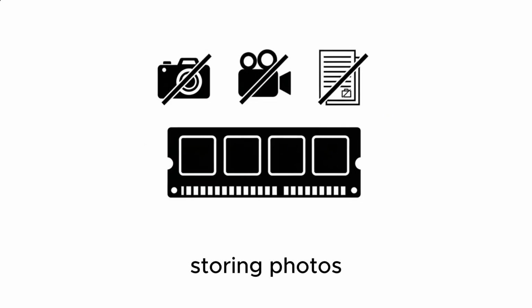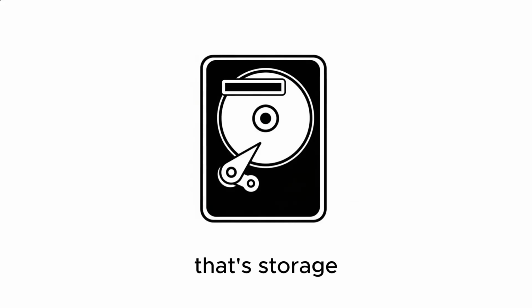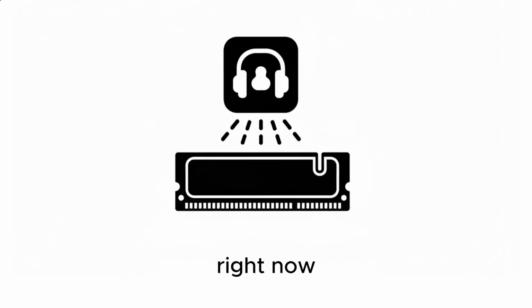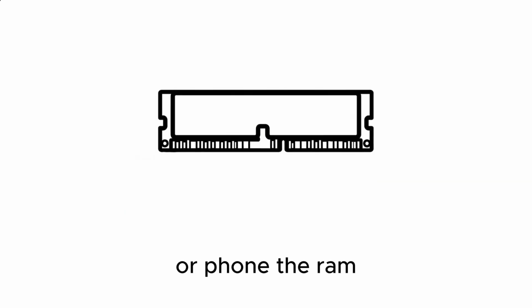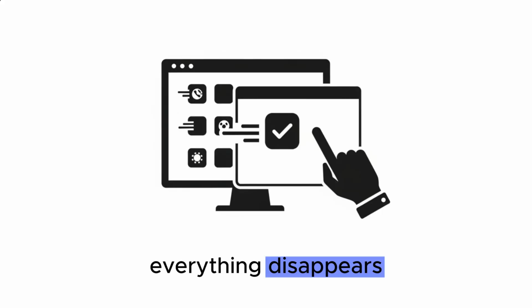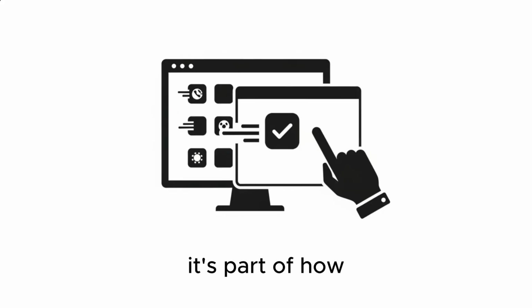RAM is not for storing photos, videos, or files. That's storage. RAM only holds what you're using right now. When you close an application, it leaves the RAM and frees up space. When you turn off your computer or phone, the RAM is completely cleared. Everything disappears. That's not a bug. It's part of how RAM works.